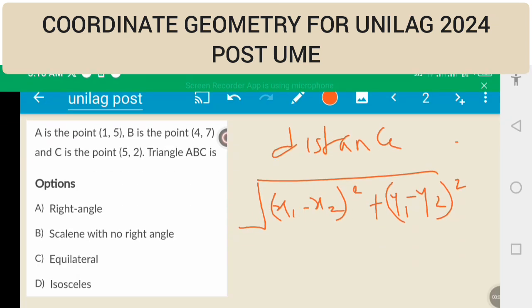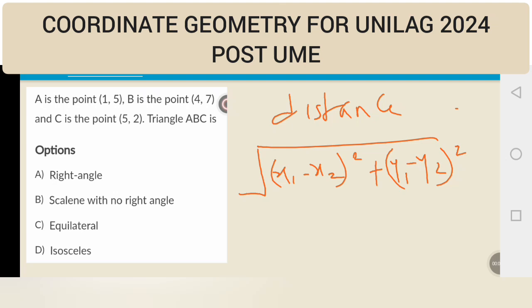Let's take the next one. So we have the next question. A is the point 1, 5 and B is the point 4, 7 and C is the point 5, 2. So triangle ABC is, we are given these options: rectangle, scalene, equilateral, or isosceles.